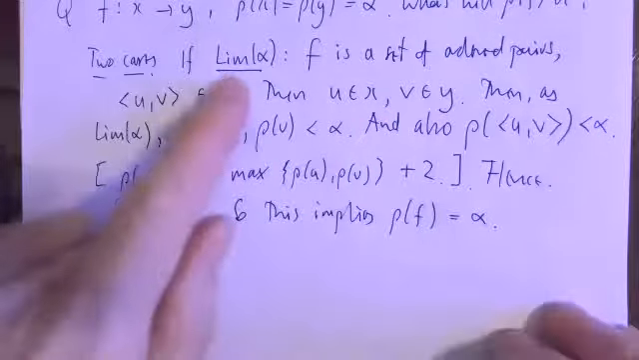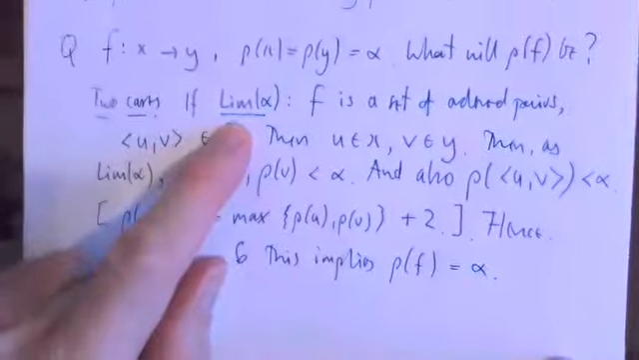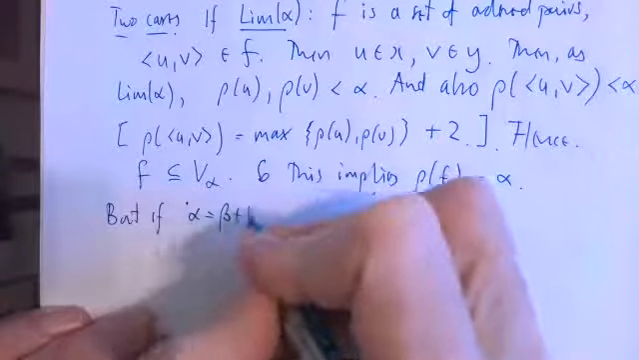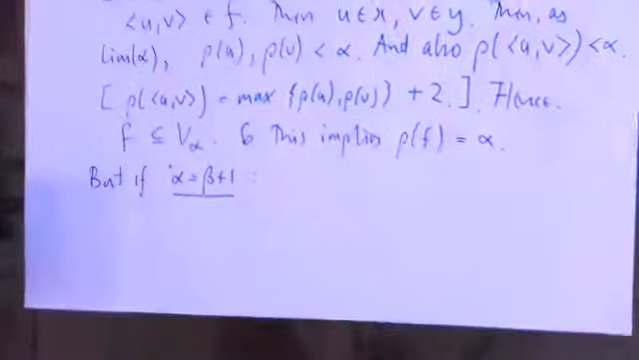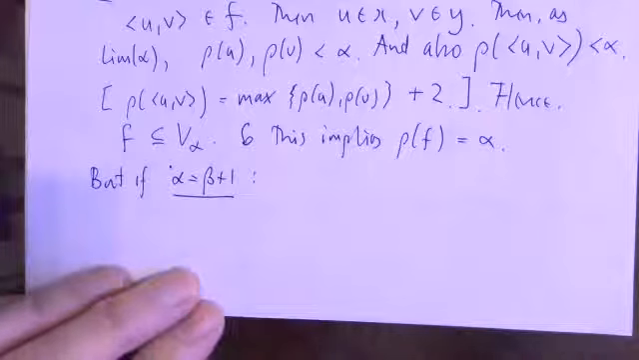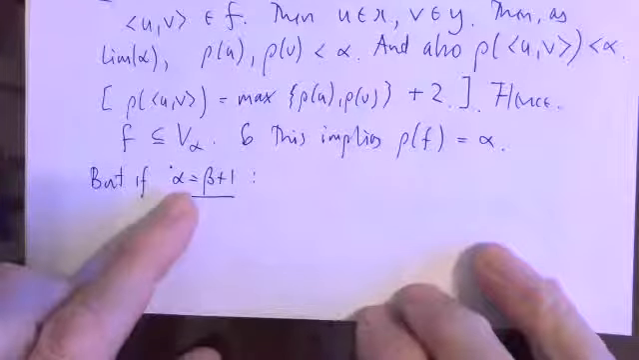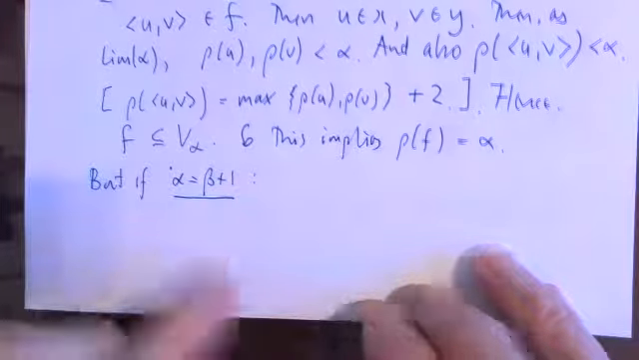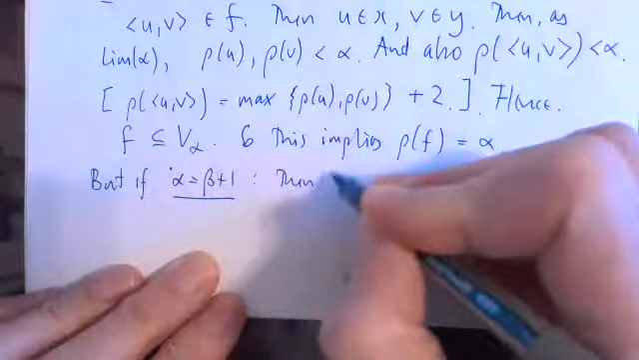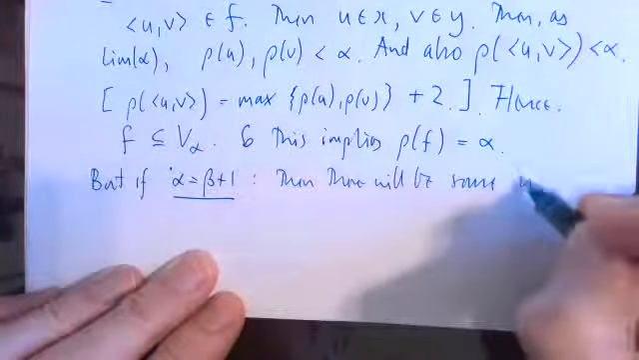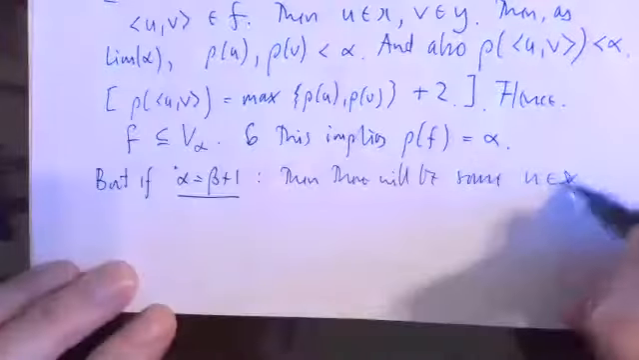On the other hand, if alpha is a successor, then the answer is slightly different. If alpha is beta plus 1, then there's going to be some U in X whose rank is beta.